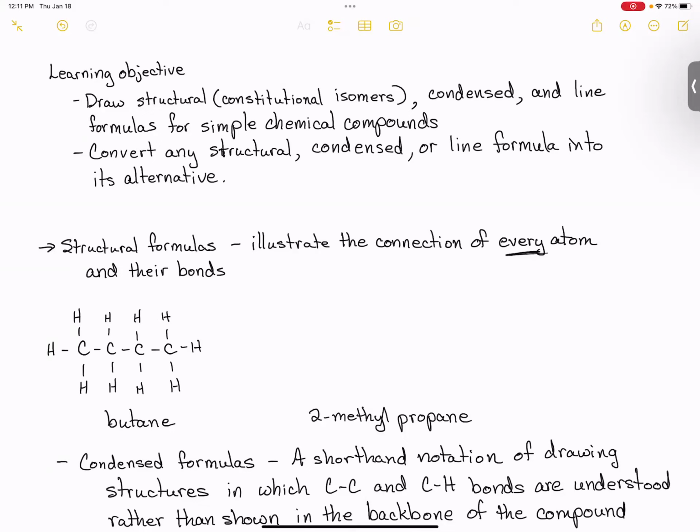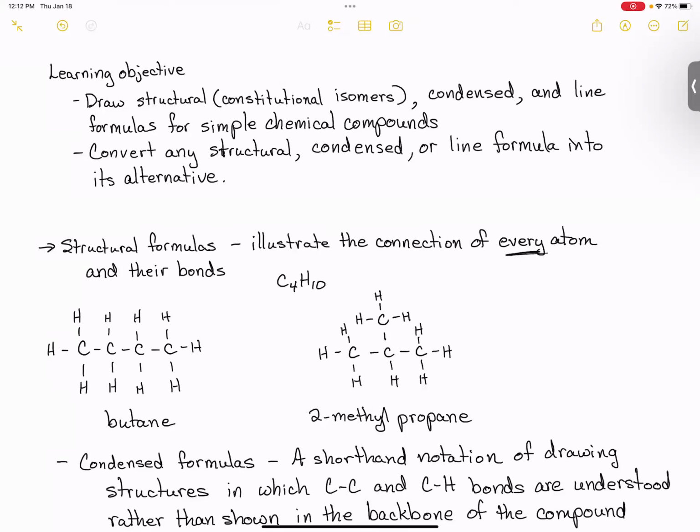Another isomer of butane, which by the way, its formula is C4H10, is going to be 2-methyl propane. Being propane, it's going to have a 3-carbon chain, but on the middle carbon, we're going to have another carbon. Now we can fill in our hydrogens based off of the fact that every carbon must have 4 bonds. And this would be the structural formula for 2-methyl propane.